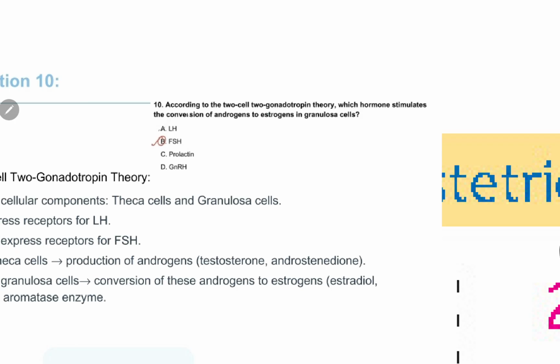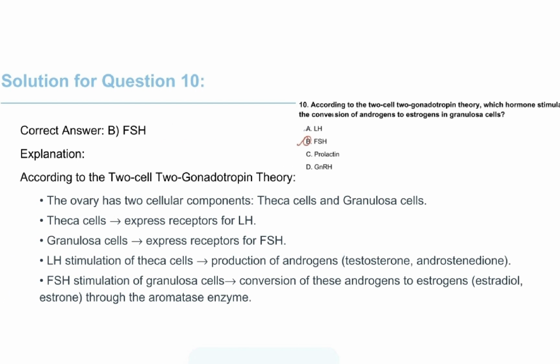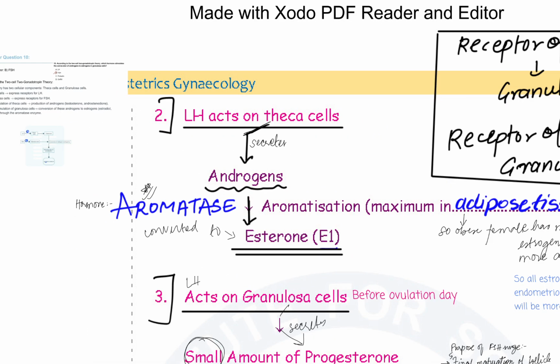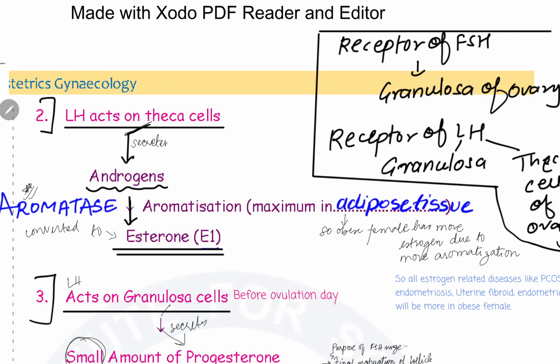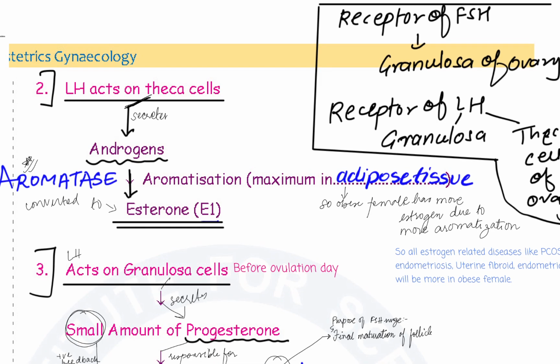See this question. According to the two-cell gonadotropin theory, which hormone stimulates the conversion of androgens to estrogen in granulosa cells? So it is FSH, not LH. LH is acting on theca cells to release androgens, but the conversion of androgens to estrogens is occurring in granulosa cells via FSH. So this is the two-cell gonadotropin theory. Which enzyme? Aromatase enzyme. This is maximum in adipose tissue, so an obese female has more estrogen due to more aromatization, right? And aromatization is occurring in granulosa cells.